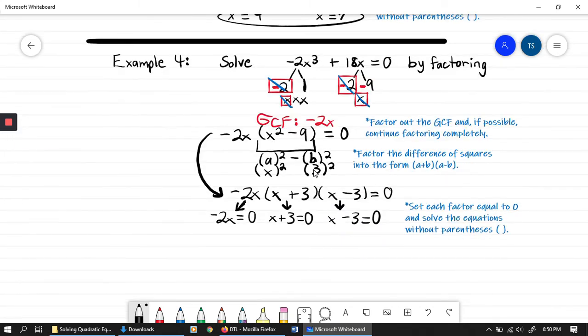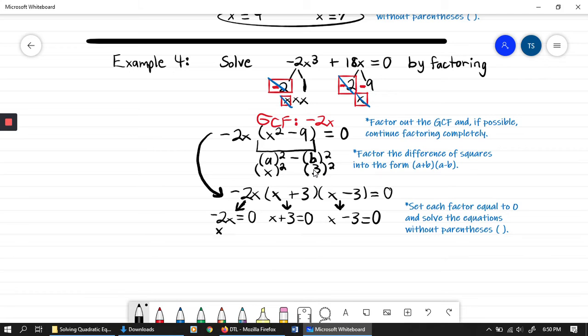So when we set each equation here equal to 0, and then we solve without the parentheses, solve each equation. So for this first equation with the negative 2x, to get x by itself, we have to divide by negative 2. When we do that, we wind up getting that x equals 0.